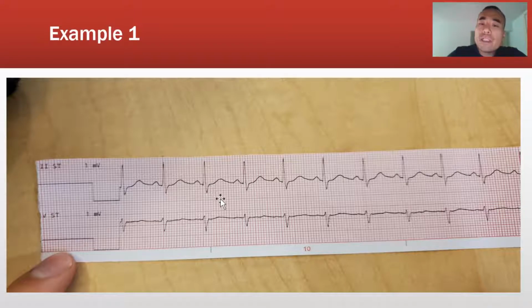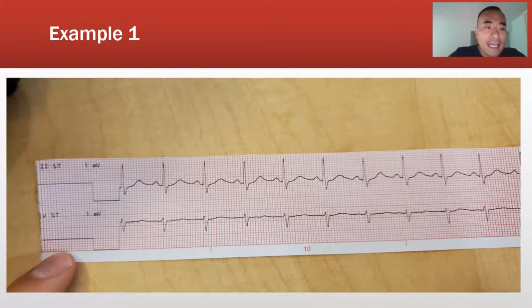Next thing, we're gonna count the tiny squares in the QRS, which is the spike here. So we're gonna start at the Q wave, R, S, and wait until the S comes back to the isoelectric line here. If you count the number of tiny squares, you should get about 3. And 3 tiny squares is equal to 0.12 seconds, which is normal. If it's 0.12 seconds or less in the QRS, then it's part of the criteria for normal sinus rhythm.